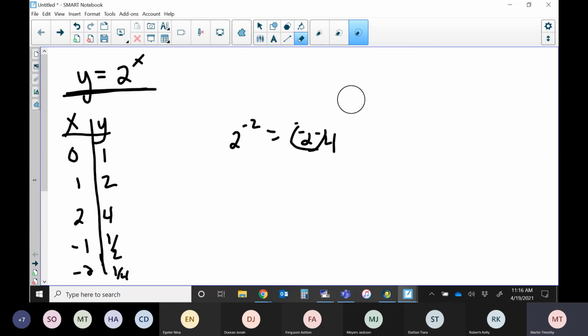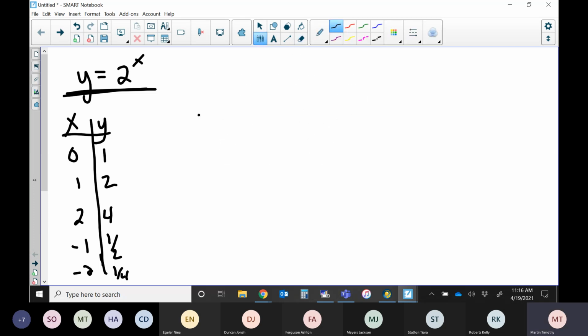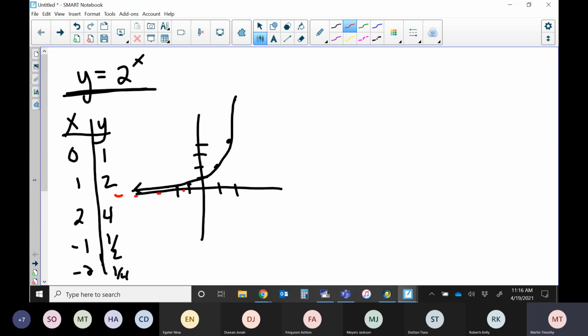If I graph that, just a real quick sketch of it, 0, 1, 1, 2, 2, 4, -1, half, -2, a fourth, getting closer, and it's just going to come like this. And we know there's an asymptote from last chapter at y equaling 0. Now, what if I asked you to do the inverse?